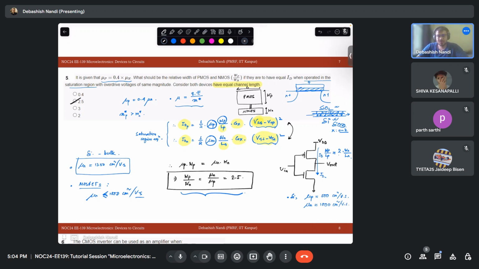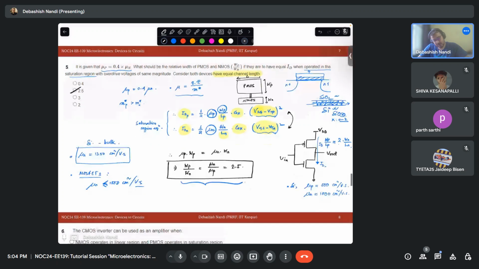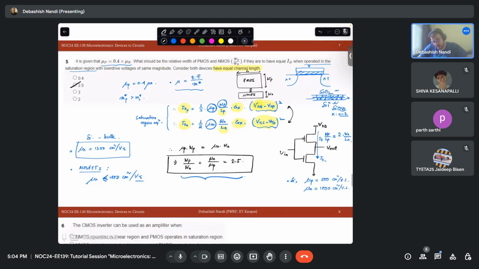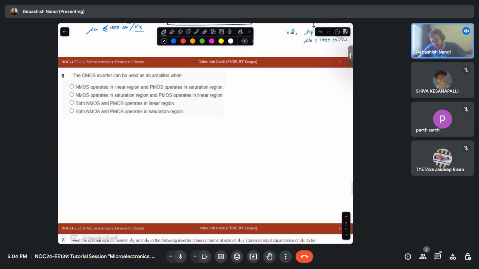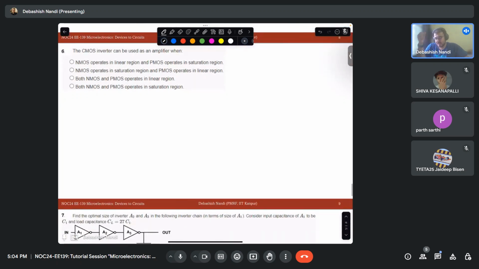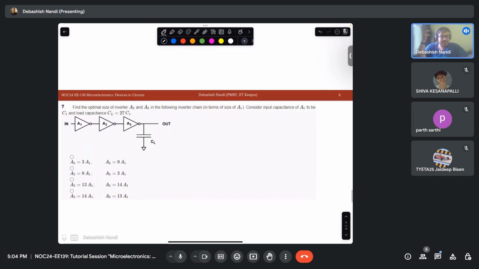I think we had a lot of in-depth discussion today, so let's close here. Next class I'll mainly focus on the CMOS inverter and how to size them, how to compute the delays, and what the aspects are.